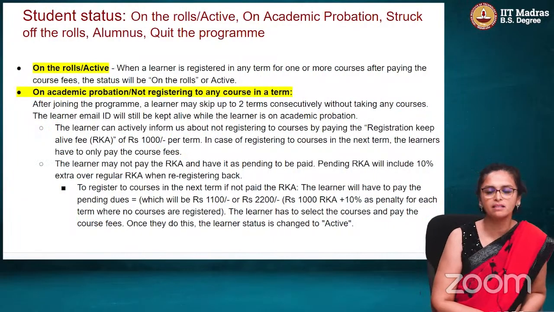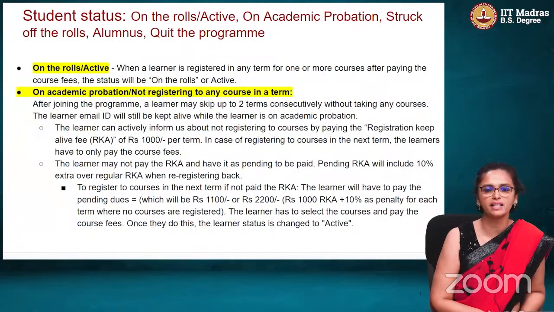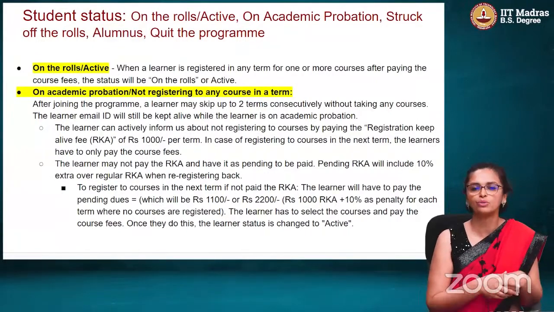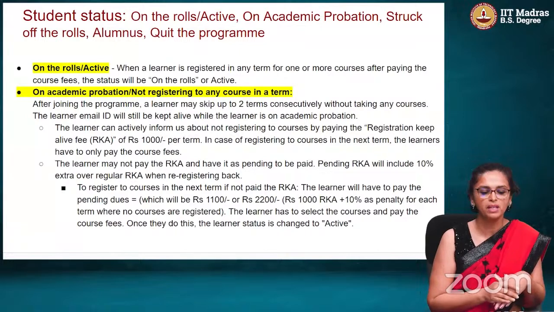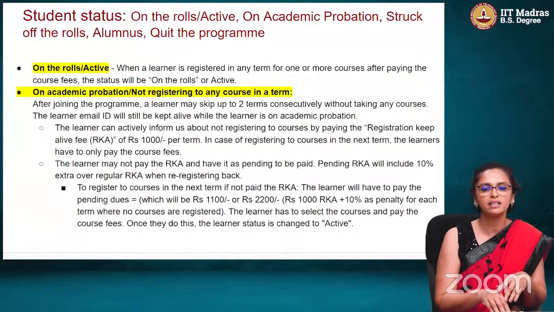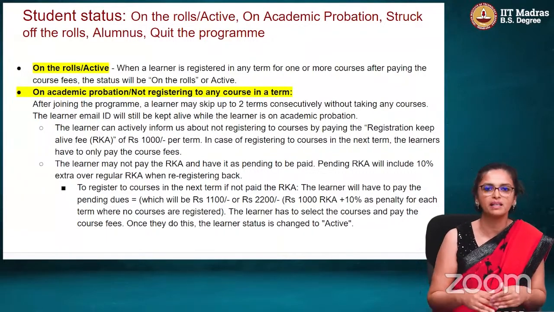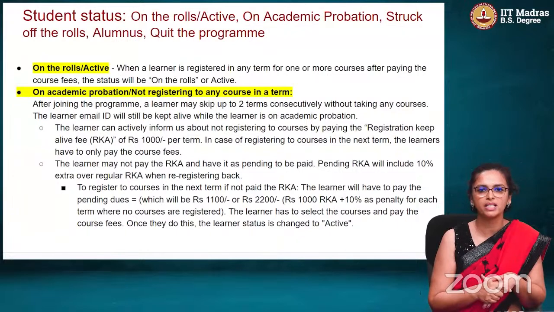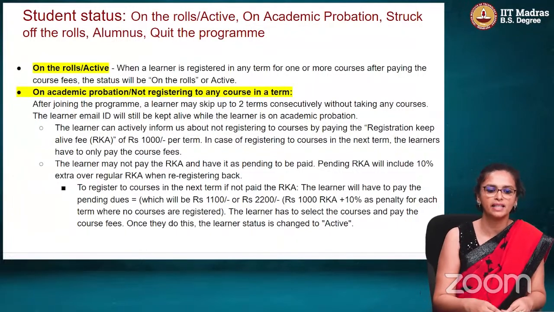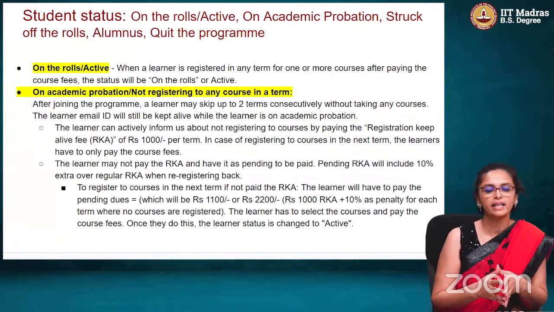Okay, student status. There is something called student status that we maintain for students in the program. I will walk you through the statuses that we keep. The first one is on the rolls or active student status. When a learner is registered in any term for one or more courses after paying the course fees, the status will be on the rolls or active. So basically you are active in the program, you're registered to courses, you're doing coursework with us. At that point, your status is maintained with us as active.